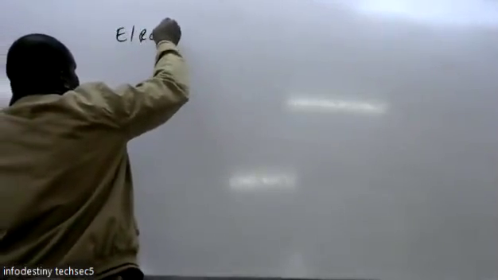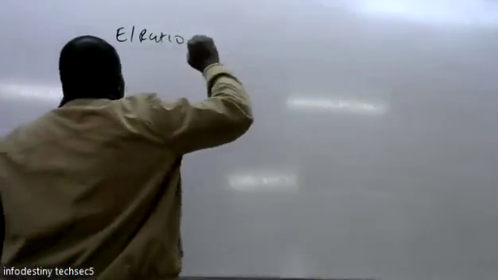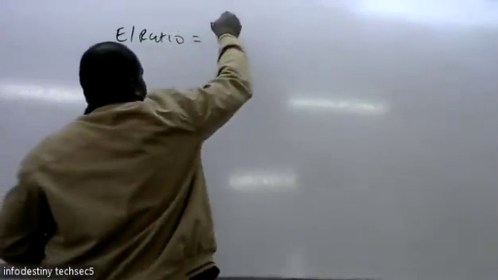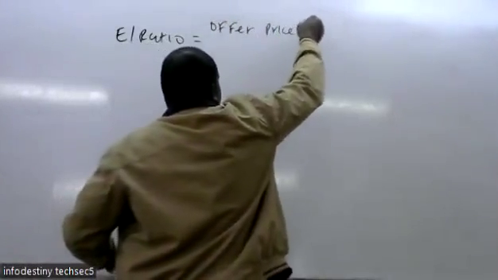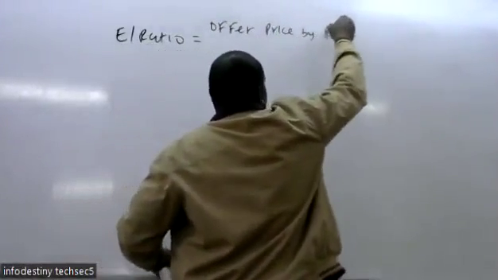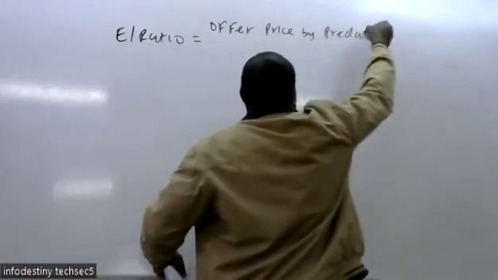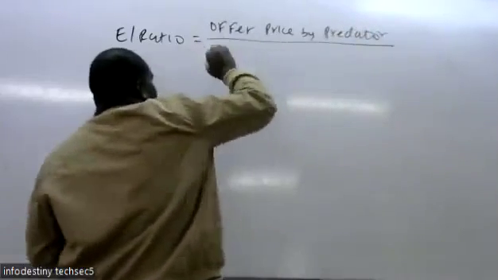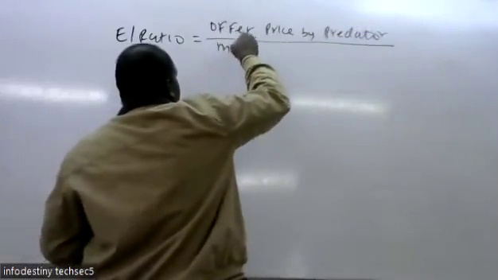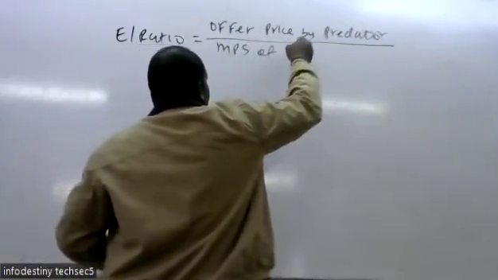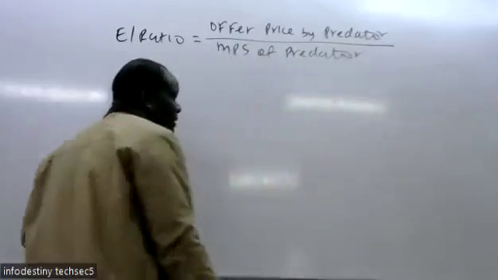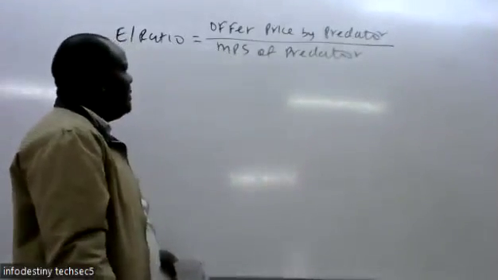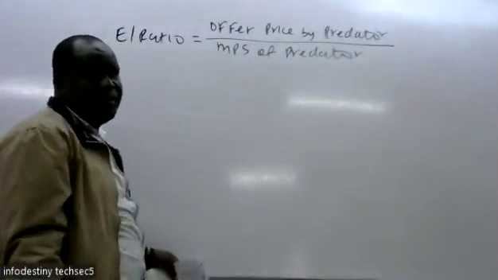So exchange ratio is supposed to be given by the offer price by the predator, divided by the market price per share of the predator.